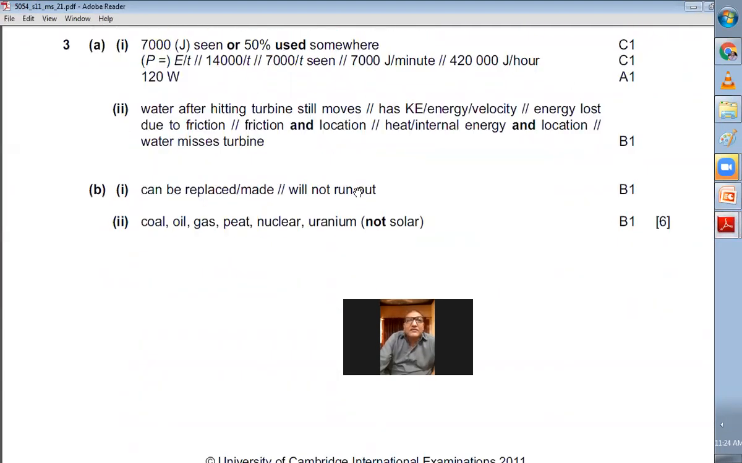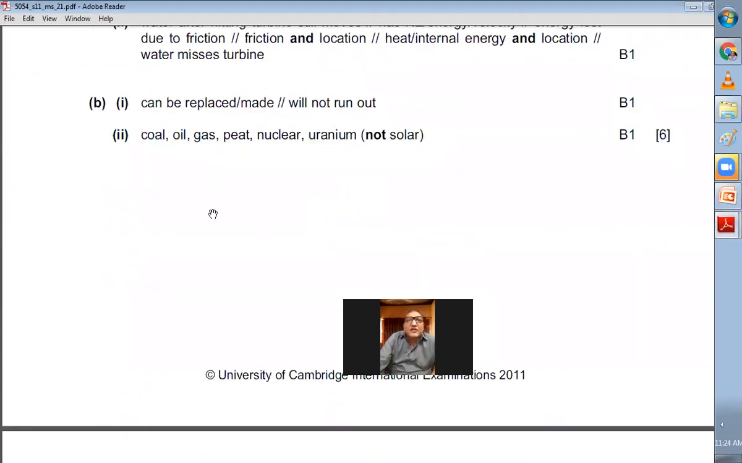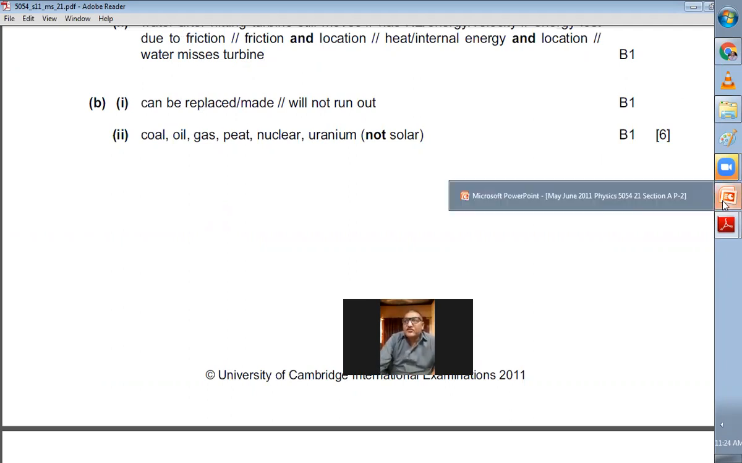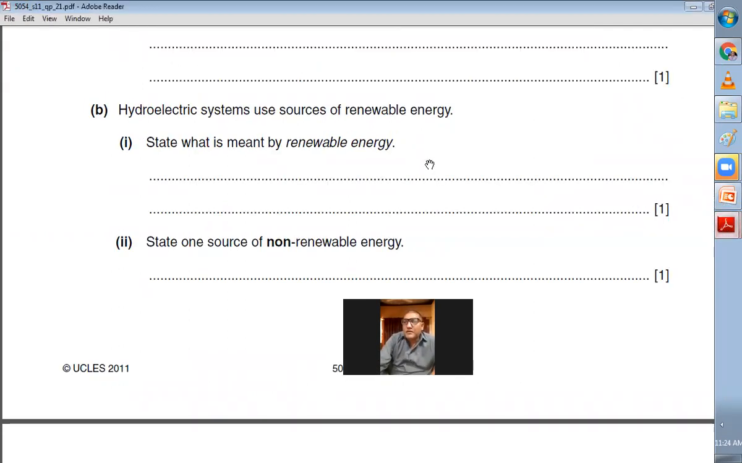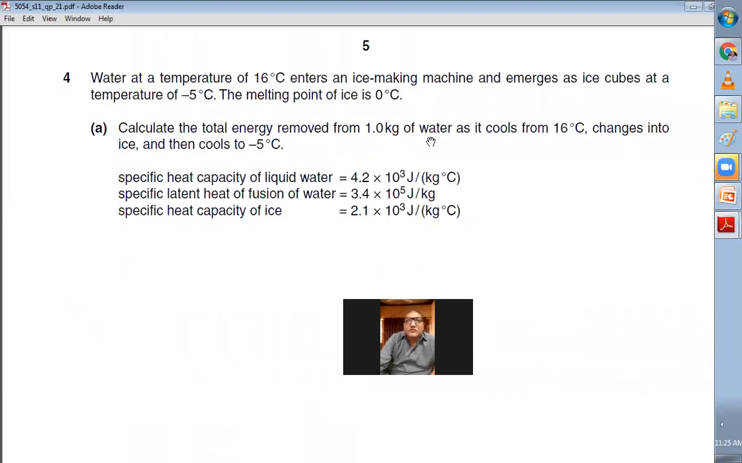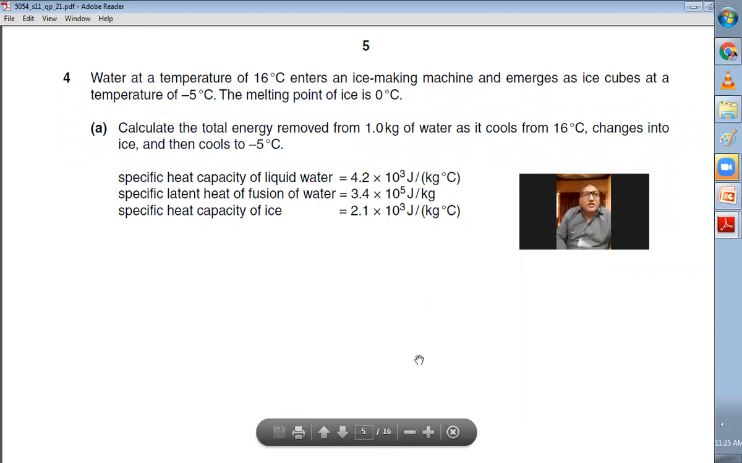I think we have checked the marking scheme as well. Can be replaced, made, will not run out; and coal, oil, gas, peat, nuclear, uranium. Solar is a renewable energy source, remember. Okay. Question number 4 is showing on your screen.